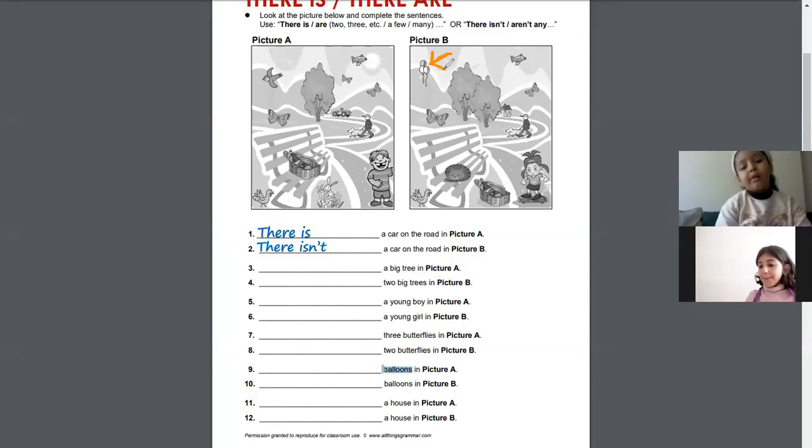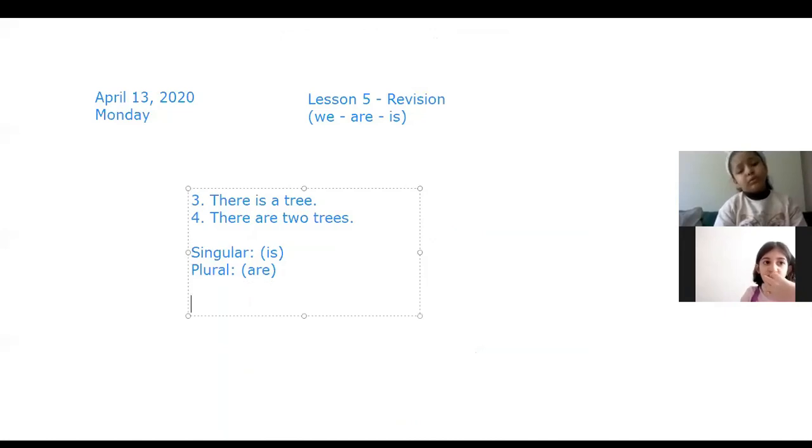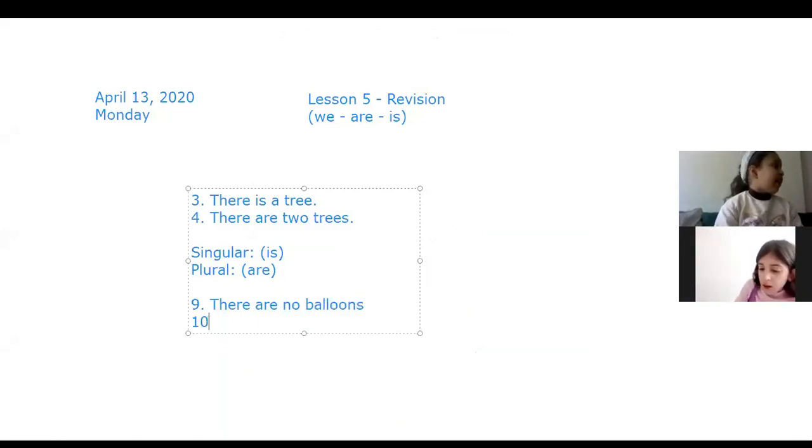9. There are no balloons. 10. There are balloons. We have less than 1 minute. So if you don't finish writing, it's okay. I will send the answers on WhatsApp.